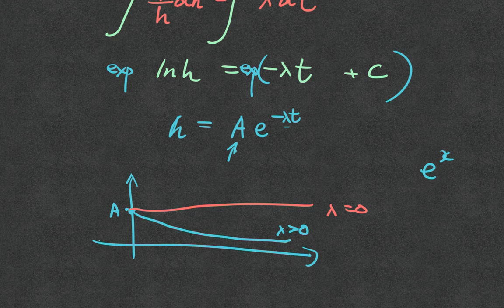Now the last one is very, very important. If lambda is smaller than zero, what would happen is that it will grow exponentially, and depending on how negative lambda is, the solution will grow up. If you buy a stock, you want lambda to be less than zero in this case.